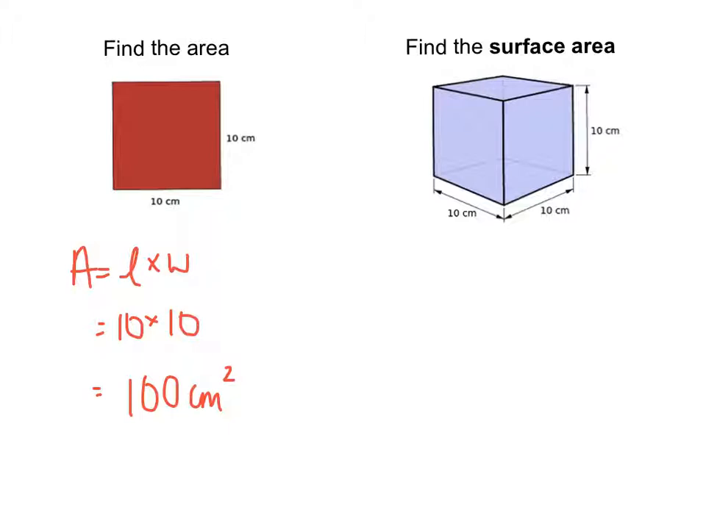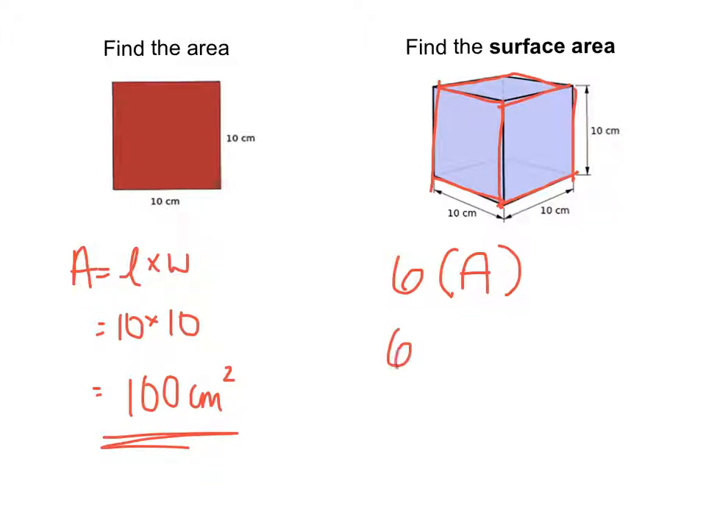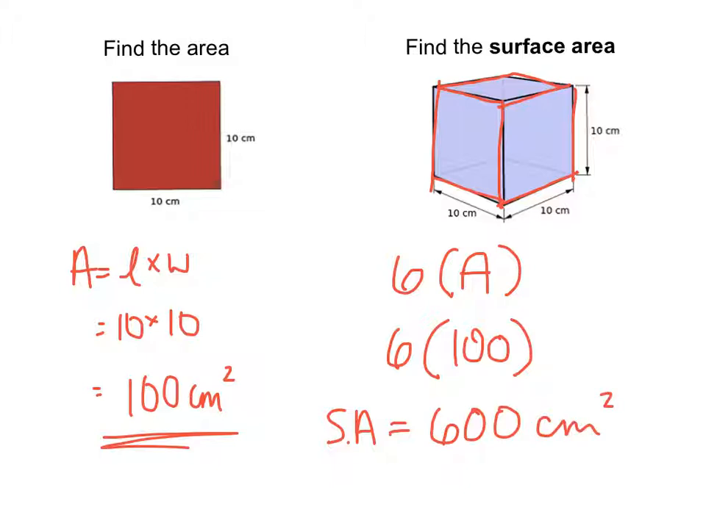Now to find the surface area of a cube where each side measures 10 centimeters long, what we need to do is add up each surface that we see. A cube has 6 sides, and they all have the same area, and they actually all have the area from the left-hand side. So we have 6 sides with an area of 100 to give us a total area, or surface area, of 600 centimeters squared.